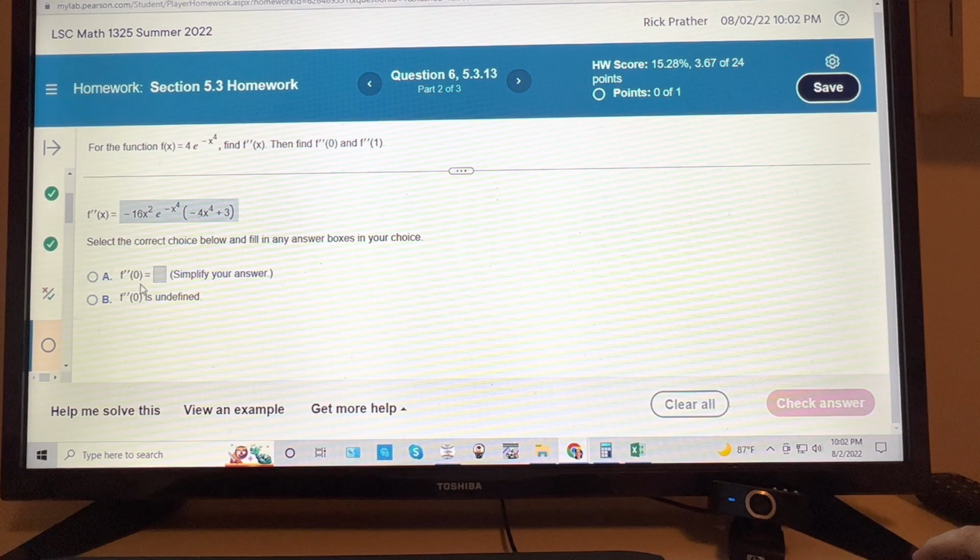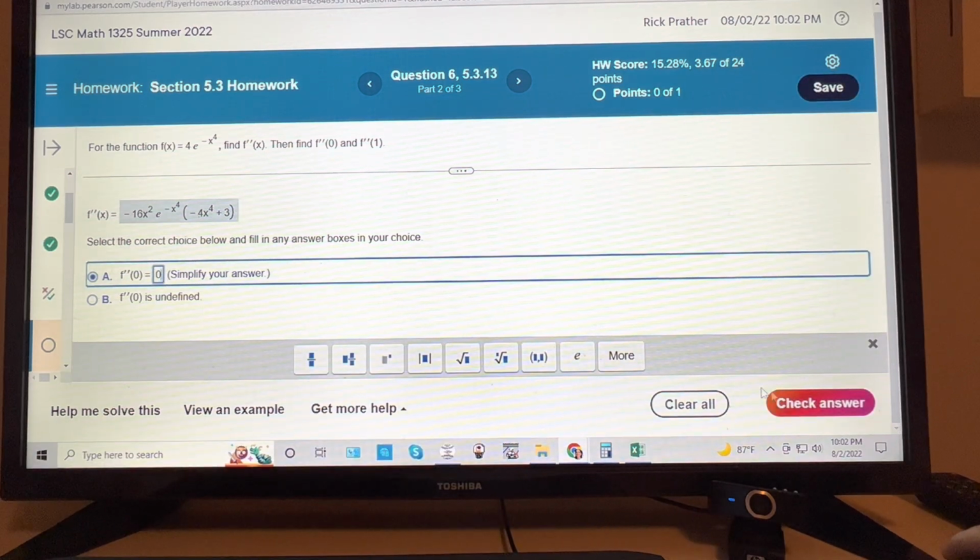Plug in 0, so this will be nice because this will be 0 right here. Anything times 0 is 0, so all of this equals 0. And this part will be 0. But 0 plus 3 is 3. 3 times 0 is 0. So the whole thing should just be 0.